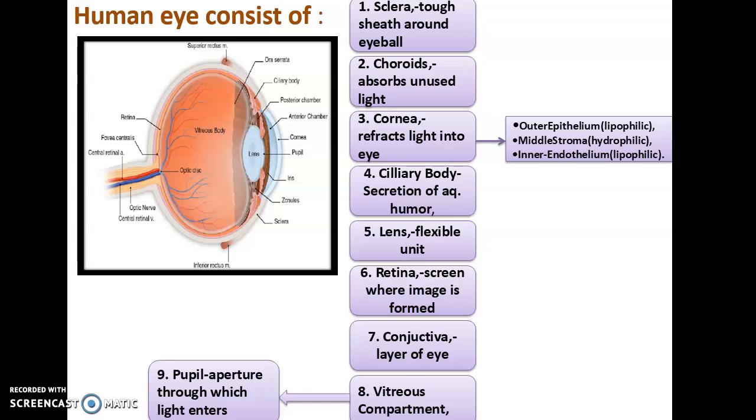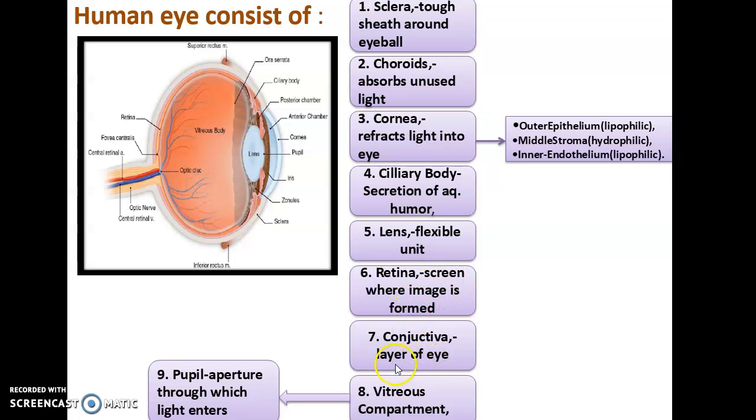Next, the human eye consists of what? The first one is the sclera, a tough sheet around the eyeball. Next, the choroid absorbs the unused light. The cornea refracts light into the eye. Next, the ciliary body: secretion of aqueous humor takes place. Next, the lens is a flexible unit, and the retina is a screen where the image is formed.